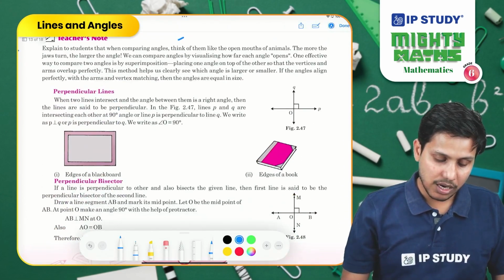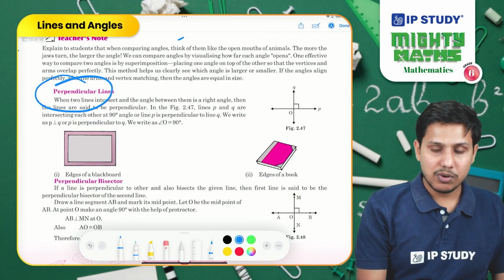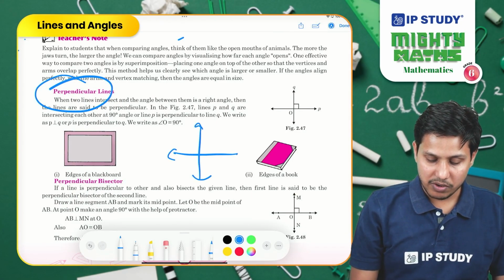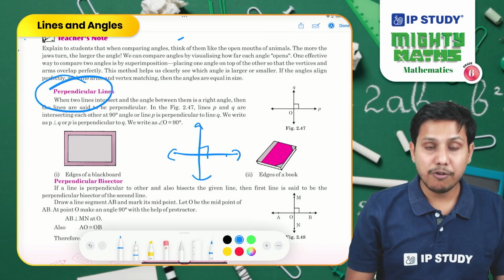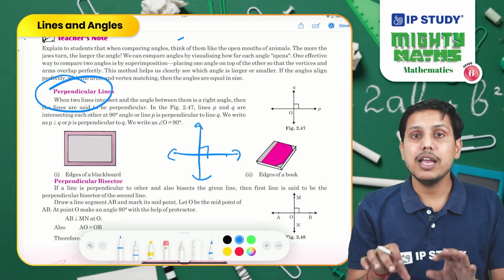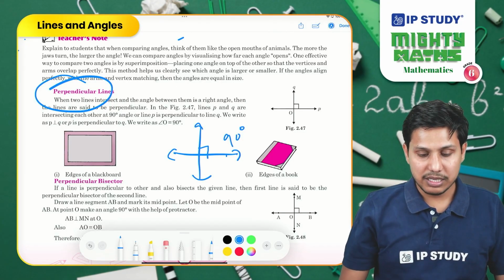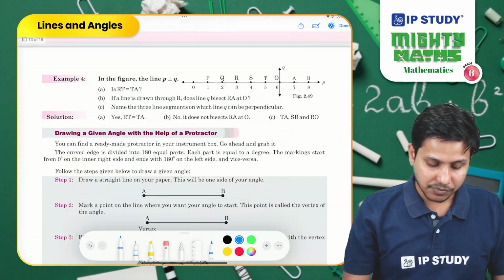Now lines can be perpendicular. If lines are crossing or intersecting each other and the angle formed between the two lines is 90 degrees, then we call them perpendicular lines, perpendicular to each other.